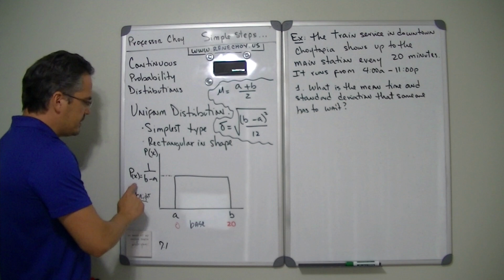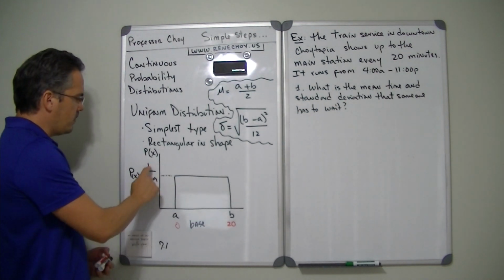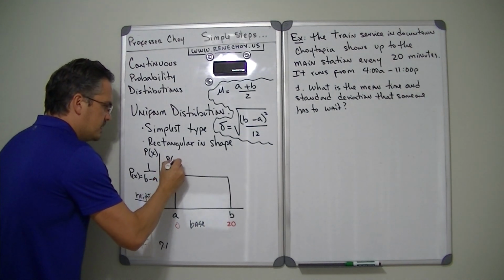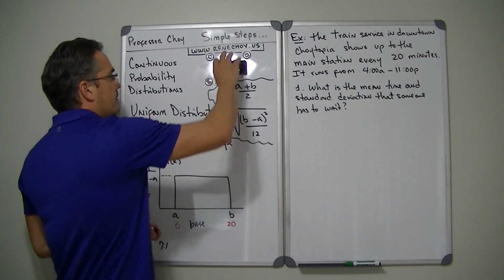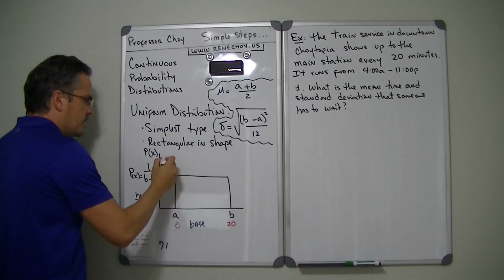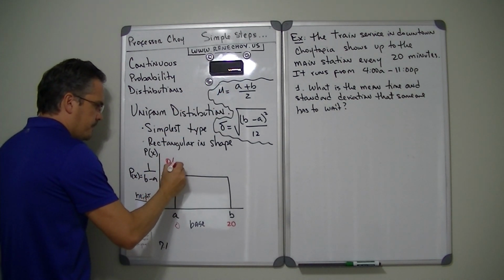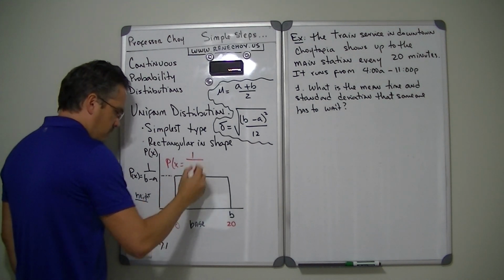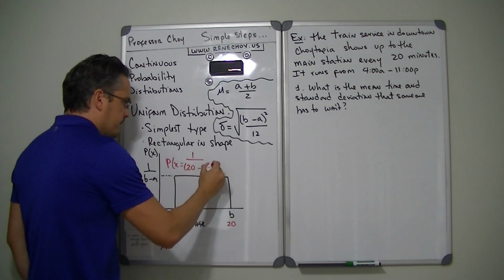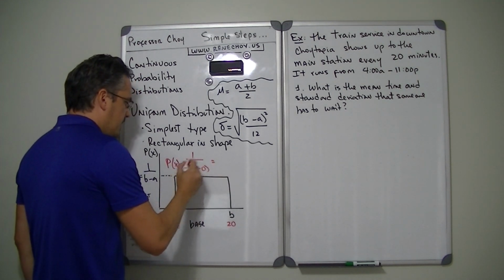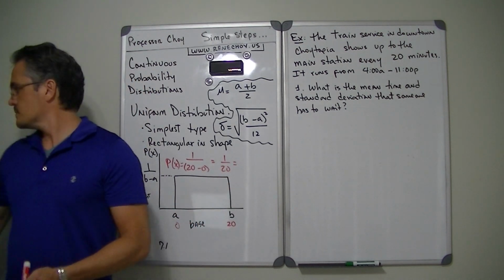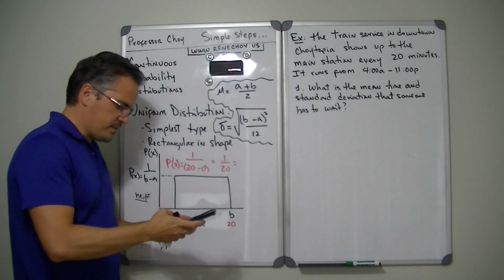The probability of each individual minute, therefore, will be 1 over b minus a. Let me do it in red so we can keep track that it has to do with the example. So the probability of each individual minute is equal to 1 over 20, which is our b, minus 0, which is our a. This is the same thing as 1 over 20, and I think it's 0.05, but let's make sure.